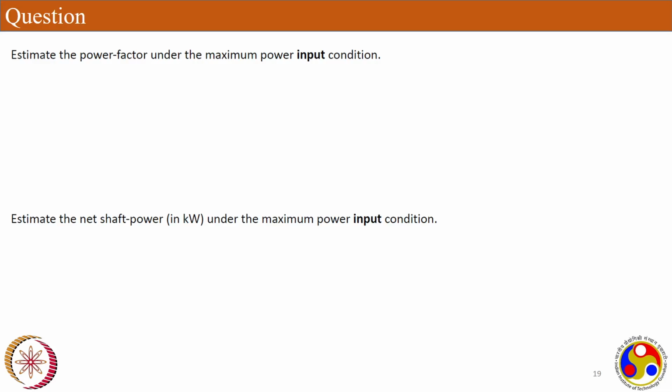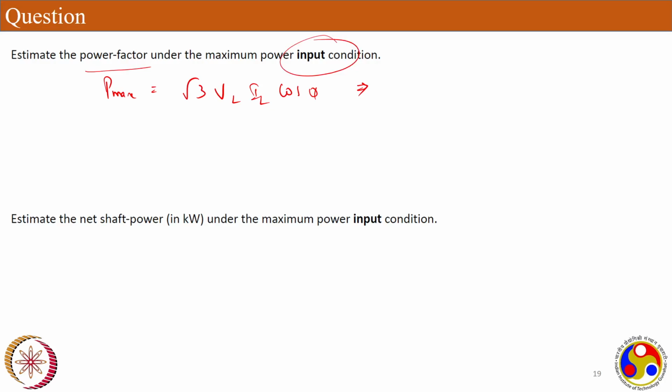So second question is estimate the power factor under maximum power input condition. So yeah, we have already got the power expression, power factor. Now we just have to calculate the power factor under this condition. So what is the power factor? It is... now you have to calculate this power factor under this condition.